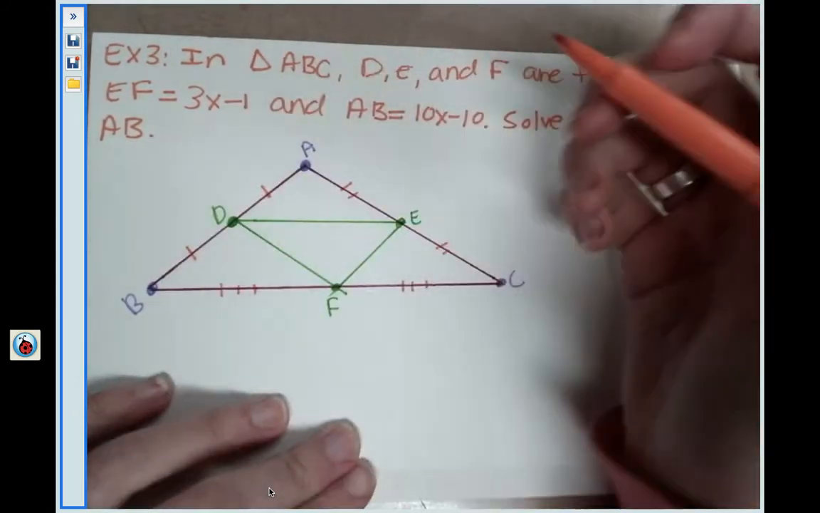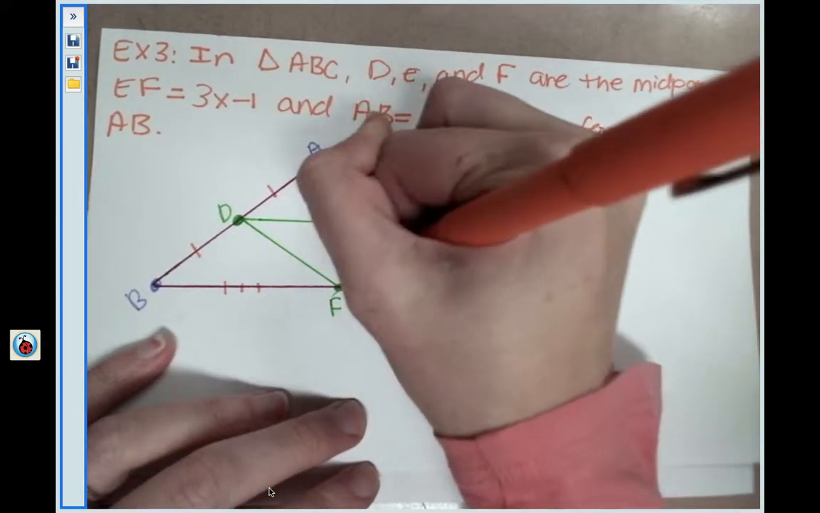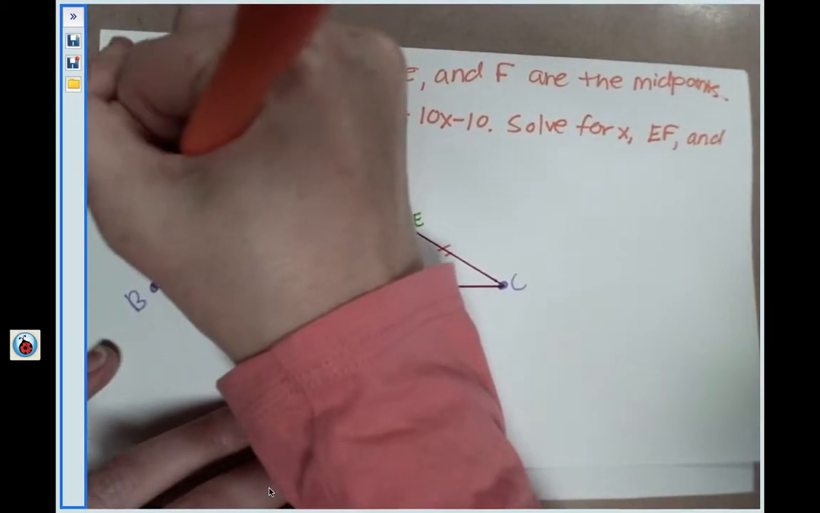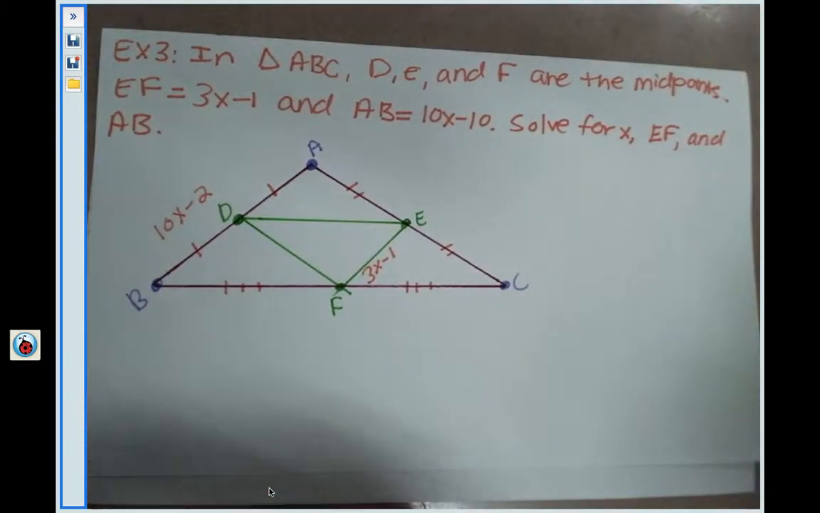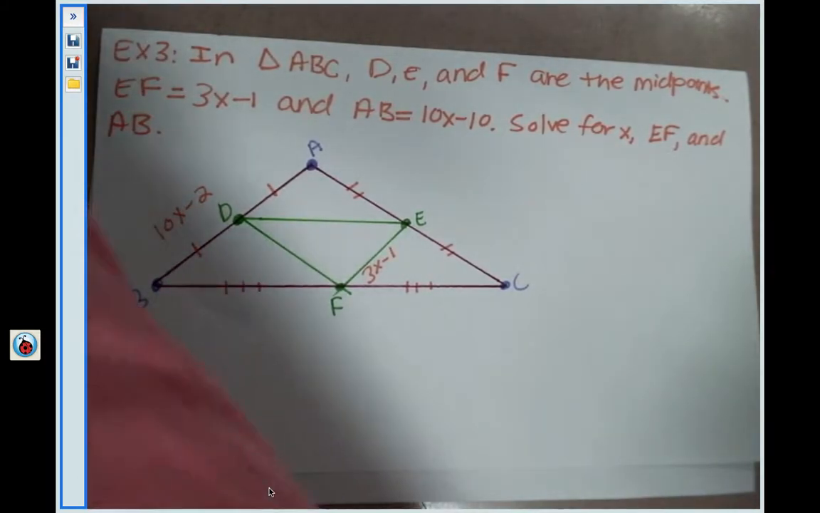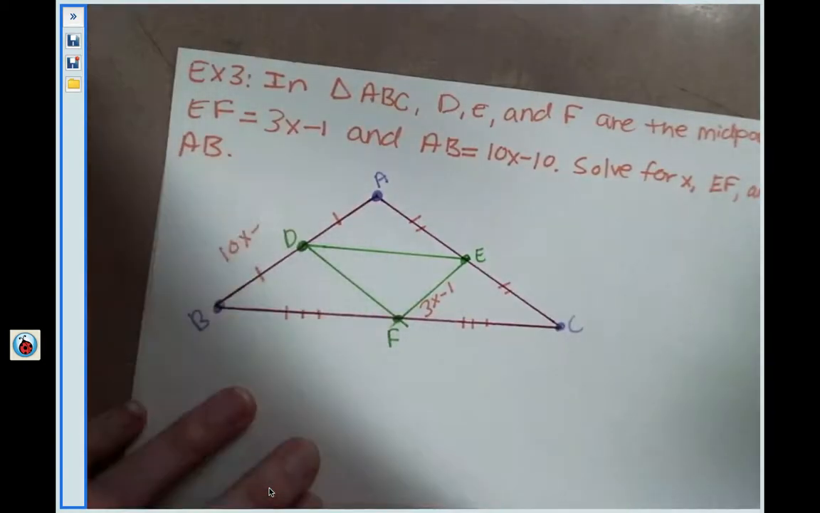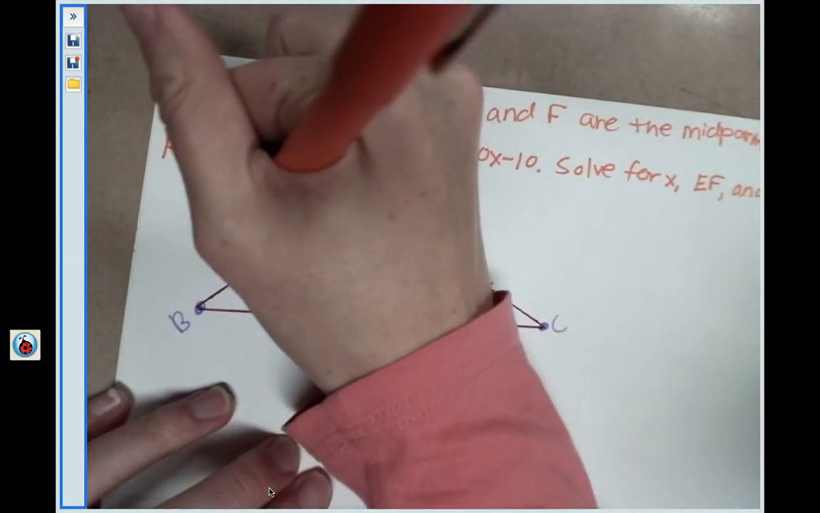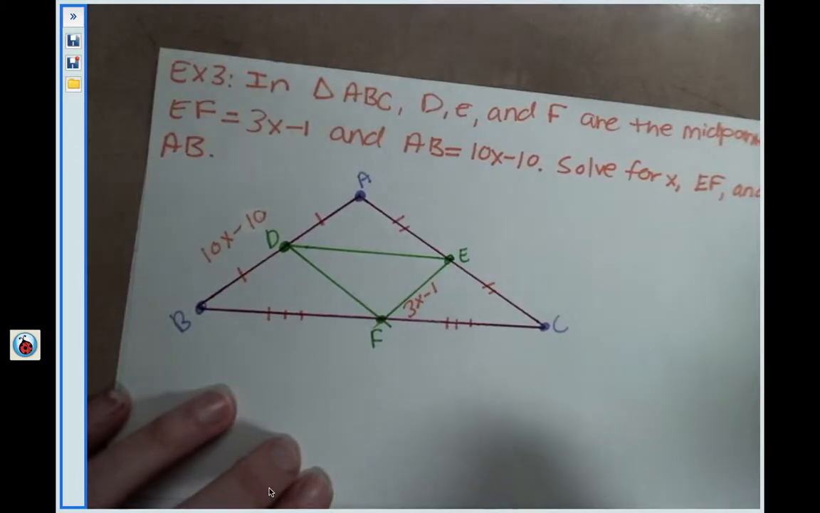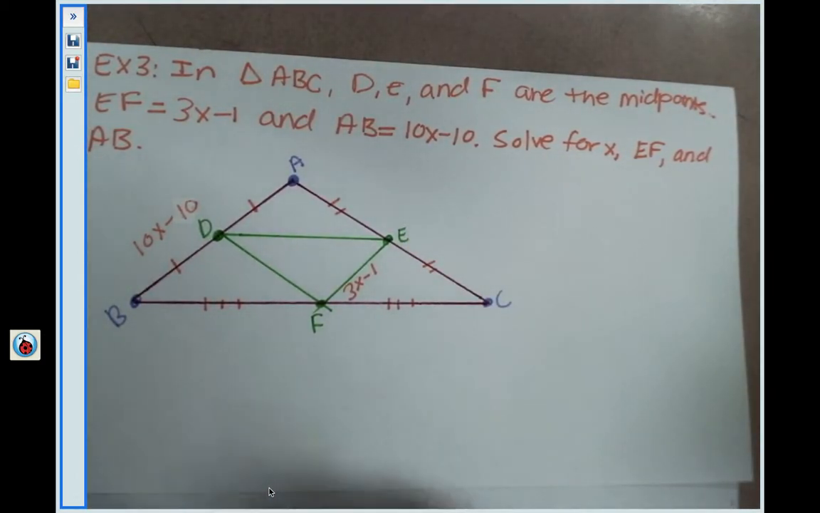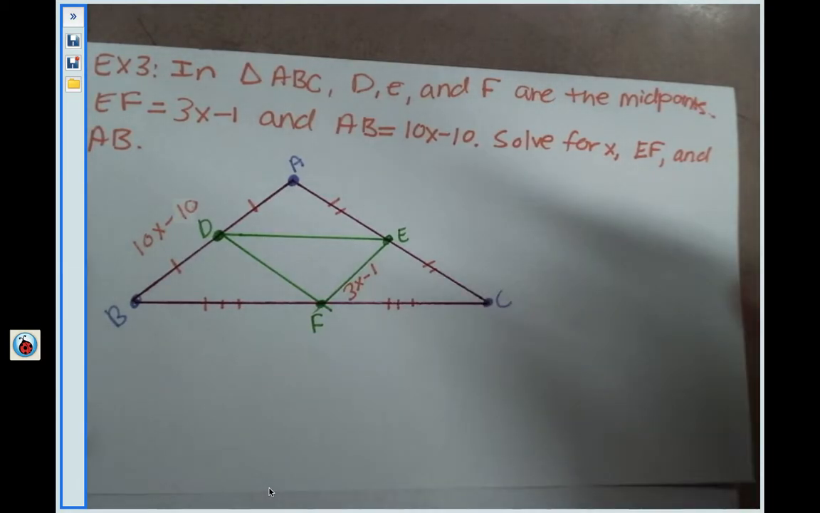It says EF is 3x minus 1, and AB is 10x minus 10. Oh, I wrote 2, not 10. Get it together, Miss Long. 10x minus 10. There we go. All right, it says solve for x, EF, and AB. So I'm going to solve them for three things: x, EF, and AB.